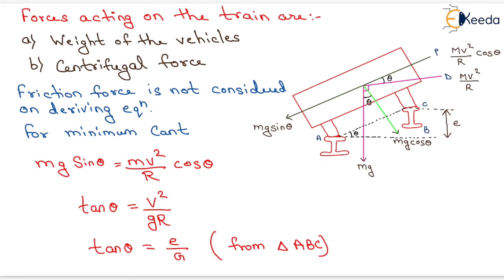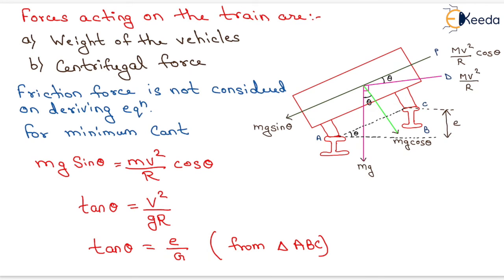Now this angle is theta, so this angle is also theta and this angle is also theta. Now the component of mv square by r on this axis will be equal to mv square by r into cos theta. The component of mg on this axis will be equal to mg cos theta and on this axis will be equal to mg sin theta. Now friction force is not considered in deriving the equation. For minimum cant, mg sin theta will be equal to mv square by r cos theta, which is shown here.